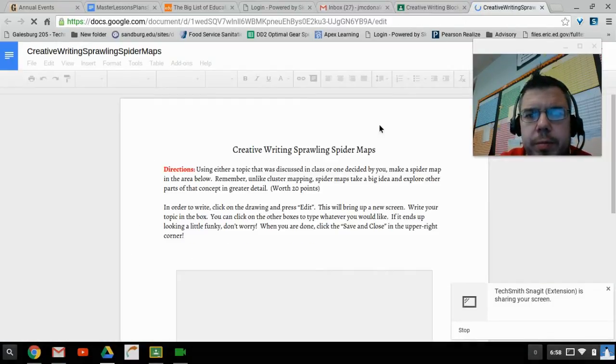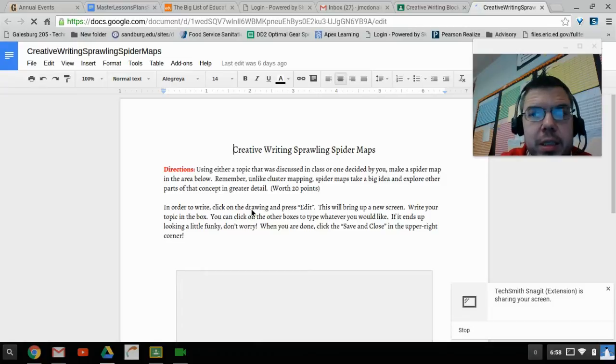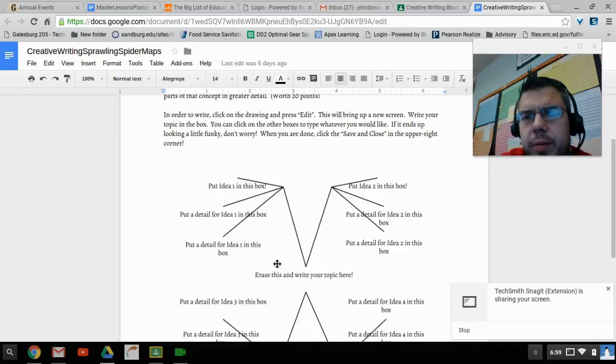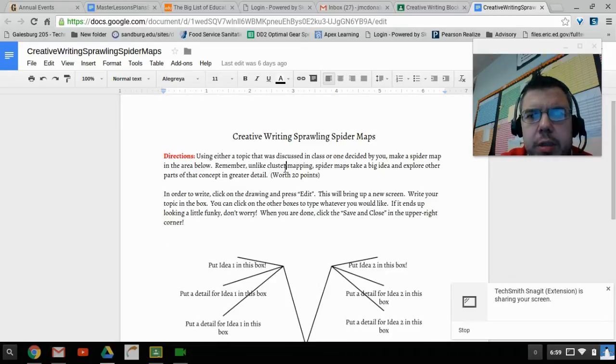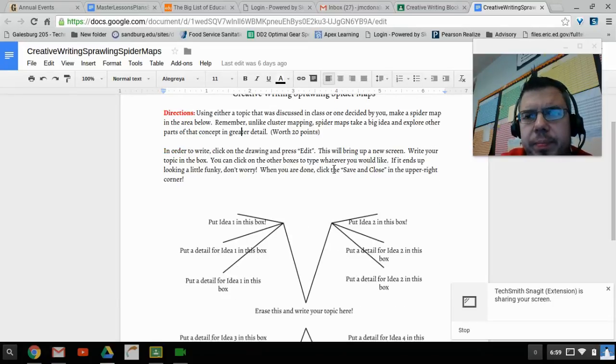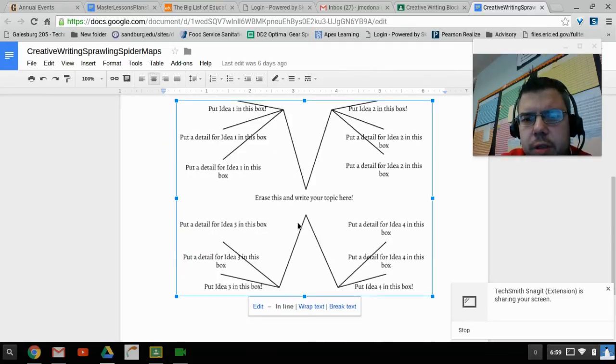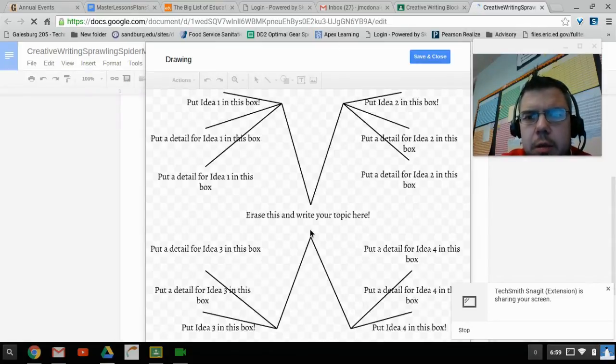Sprawling spider maps are another way to think of how to map ideas. This will be the last thing that we're going to go over. If you recall, we did brainstorming, we did clustering, and now we're going to do spider mapping. And so it says, write either a topic that was discussed in class or one decided by you, make a spider map there below. Remember, unlike cluster mapping, spider maps take a big deal and explore parts of other greater concepts in detail. So if I open this up, I hit edit.